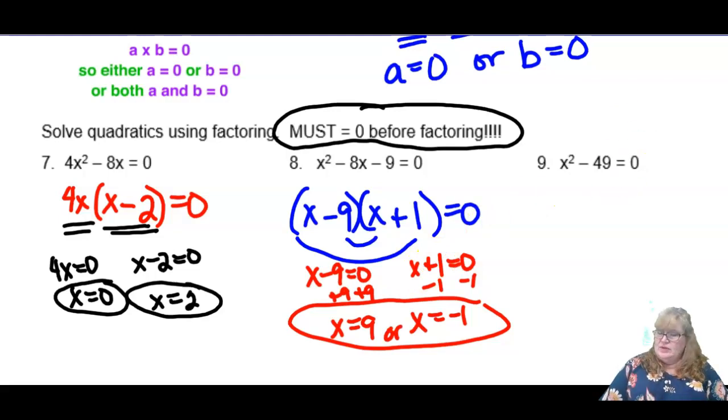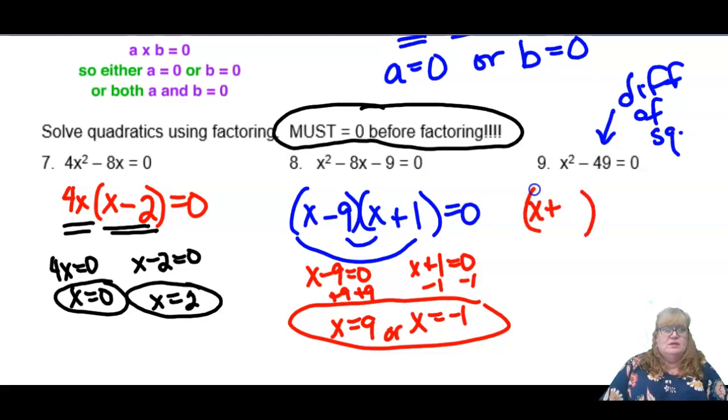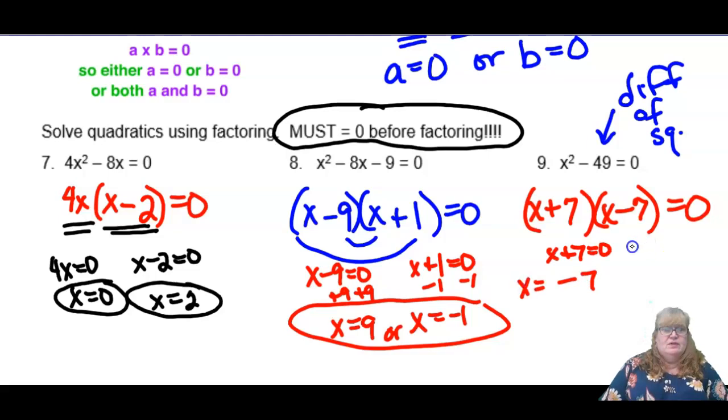This one is called, anybody remember? Difference of squares. It is a binomial. Both of those numbers, x squared and 49, are perfect squares. So we just go x plus and x minus, and the square root of 49 is 7. So we have 7 and 7, equals 0. If we set this one equal to 0, we get negative 7. If we set this one equal to 0 and add the 7 over, we get positive 7. So x is either 7 or negative 7.